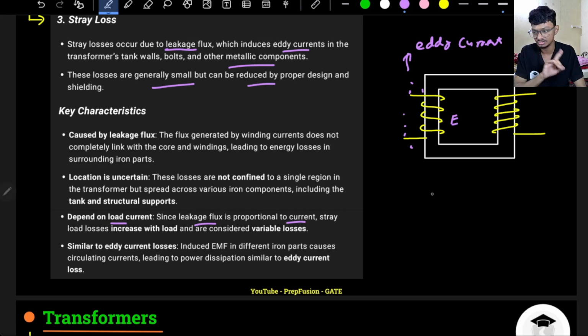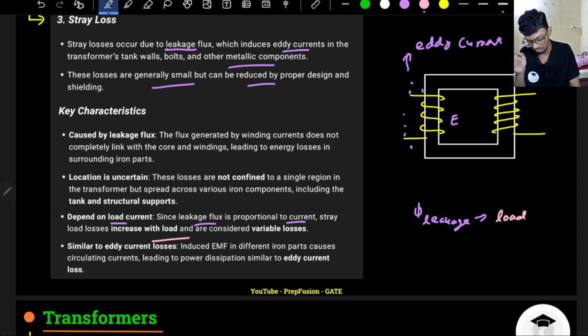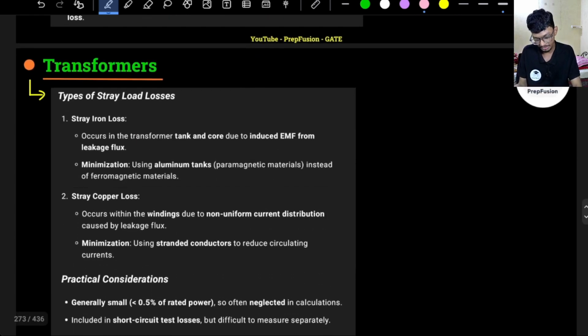But the leakage flux is load dependent. You should know this. Phi leakage is load dependent. So if it is load dependent, then the eddy currents also will be load dependent. So stray losses depend on the load. That's why these are called variable losses. These are not called constant losses like the iron losses, which we discussed in hysteresis and eddy current loss. Got it?